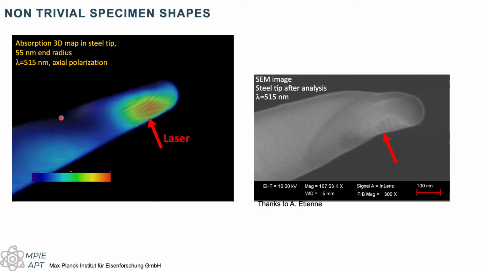This was a simulation of the absorption of the laser light, for example, in a stainless steel specimen. And this is an image of the specimen after an interrupted analysis. And you can see that effectively there seems to be a hotspot of absorption right there on the side of the needle, and this might have actually changed the microstructure quite a bit. So it's not always 100% sure that we are not modifying the specimen when we are using laser pulsing.